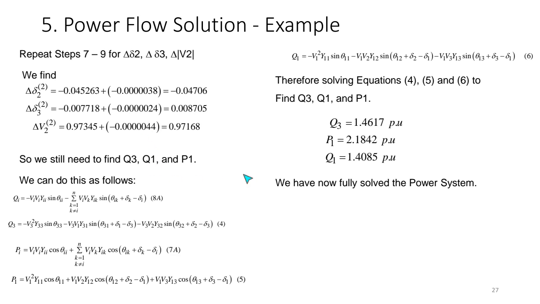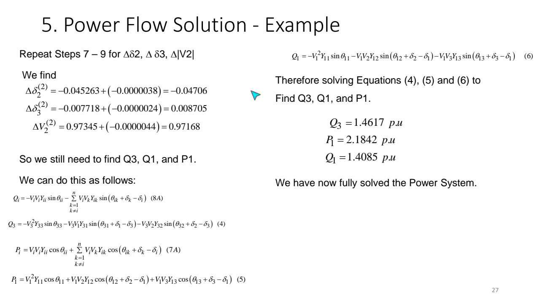I'm not sure if this is clear. Yes, for every iteration we have to repeat step 7 to 9. For the second iteration, we have to repeat step 7 to 9.